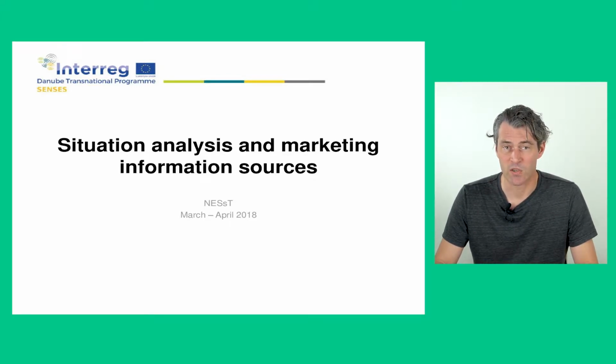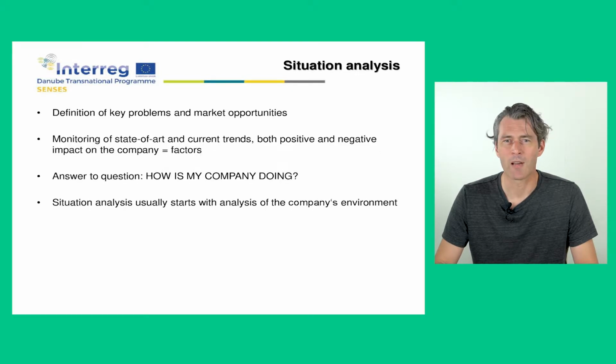Situation analysis and sources of marketing information. How to analyze the situation. We need to define key problems and opportunities in the market. Monitor the current state and trends and the factors that positively and negatively influence the company. You need to answer the question, how is my company doing? Situation analysis usually starts with the analysis of the company's environment.